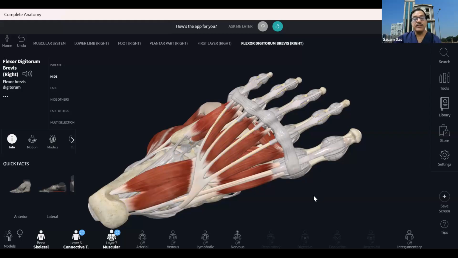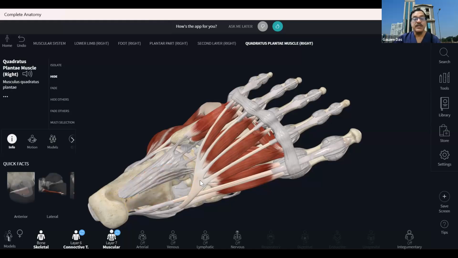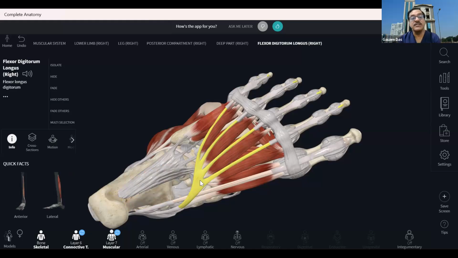Then what will come? A few muscles will come. On the heel side, we have the quadratus plantae. This muscle is attached to the calcaneum, but inserted onto this tendon. What is this tendon? This is your flexor digitorum longus, which flexes the toes, and the quadratus plantae attaches to it. So in this layer, one is your quadratus plantae. Let me remove that. Then next is the flexor digitorum longus.